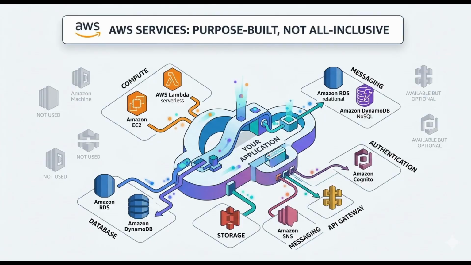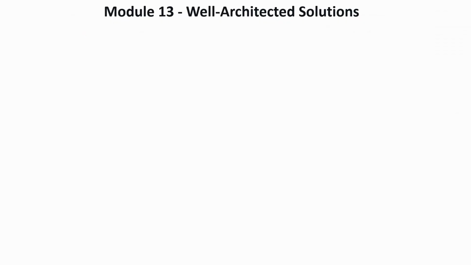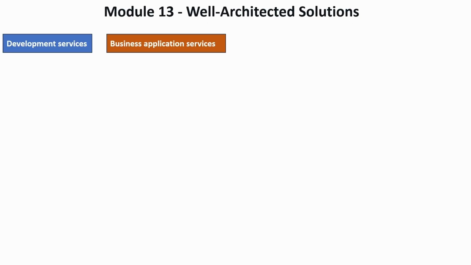When you first look at the AWS console, it can feel like you are staring at a 1000-piece Lego set. It's overwhelming, but here's the secret. AWS does not expect you to use everything. Most services are purpose-built. Today we are looking at the specialists, the services designed for specific jobs like building apps, running a business, or even managing smart pet feeders. Let's break these down into 4 categories: development services, business application services, end user computing services, and IoT services.